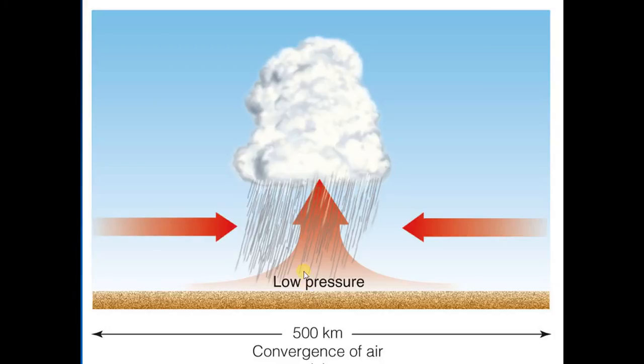And if that air piles up, is it going to just stay there and you're just going to keep adding air right to that point? No. And it's not going to go into the ground and it's not going to go back out because the air is coming in, right? So what does it do? It goes up. It's forced to rise. And when air rises, it can form clouds, which can produce rain, okay? Convergence happens on a scale of 500 kilometers, okay?